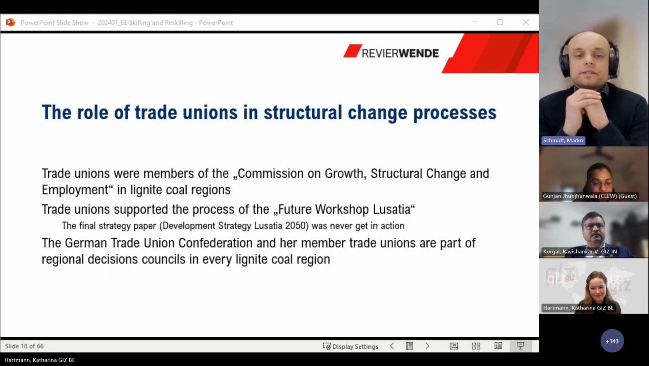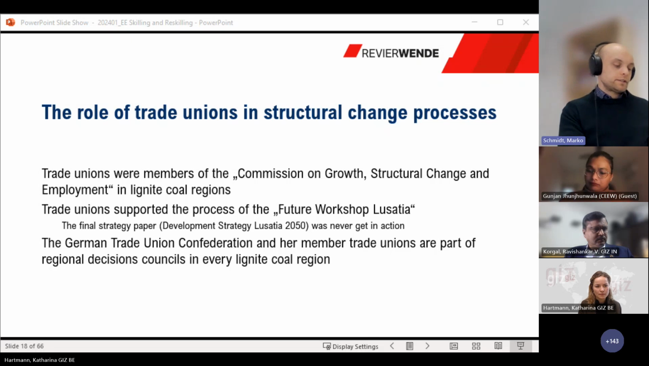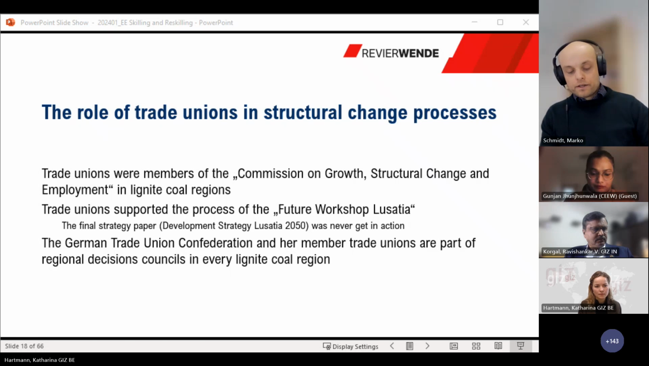The trade unions were members of the Commission on Growth, Structural Change and Employment in lignite coal regions. This is really important to know because this was a commission with representatives of different sectors: the regions, business and industry, energy industry, science, and also environmental associations.